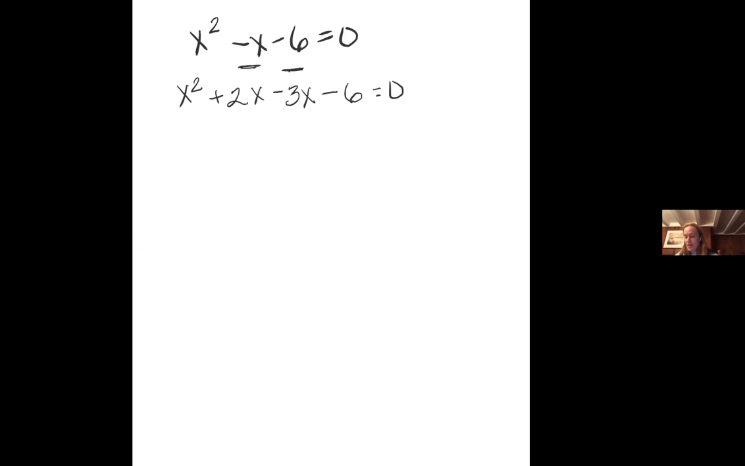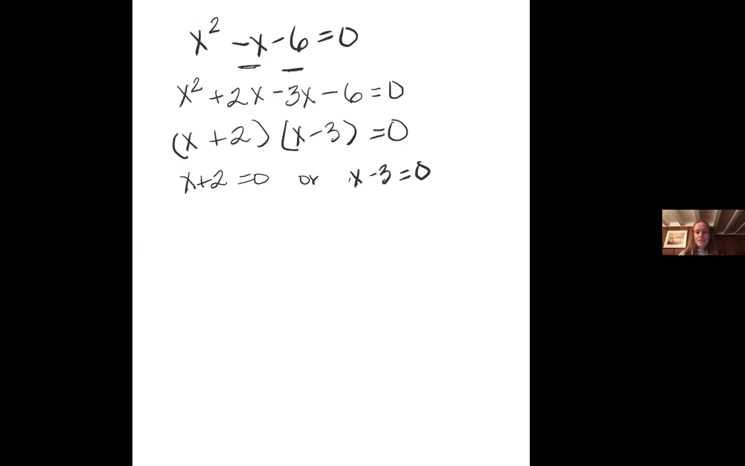This negative x is now 2x minus 3x. And then the next step is we can factor this. So we'll have x plus 2 and x minus 3 equals 0. And then we know that in order for this whole thing to equal 0, either x plus 2 equals 0 or x minus 3 equals 0, so we can write that down. So x plus 2 equals 0, or x minus 3 equals 0.